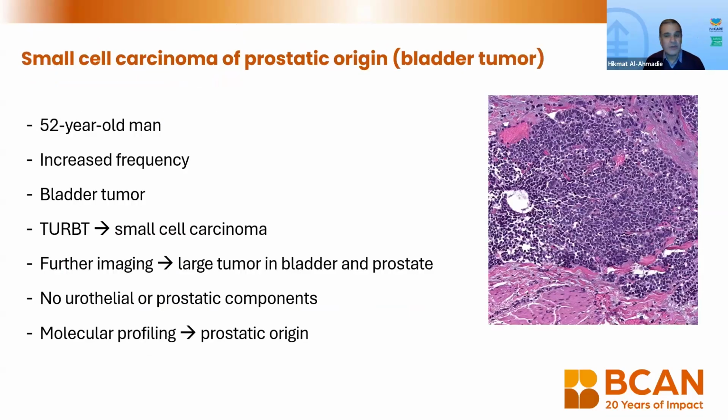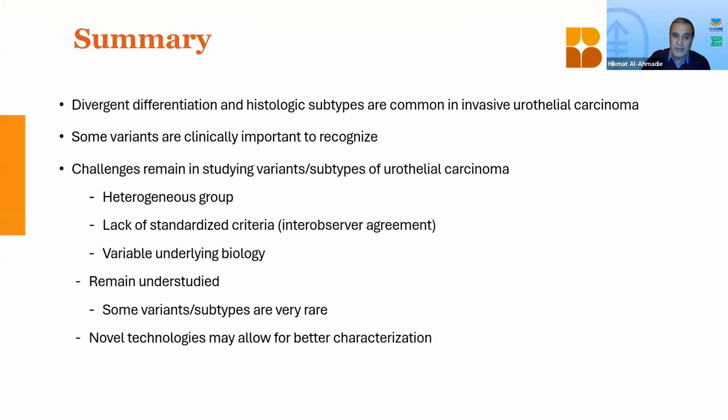Similarly, a small cell carcinoma, again, rarely may present in the bladder, but may be coming from prostatic origin. So all these are caveats that are important to keep in mind. And when one is careful, the diagnosis can be easily made. So these mistakes can be avoided.